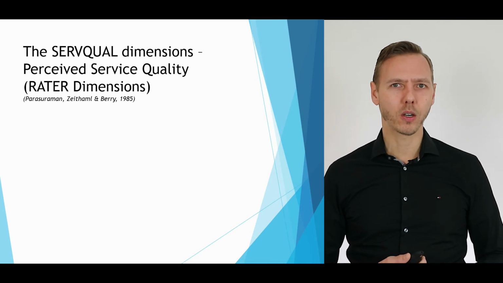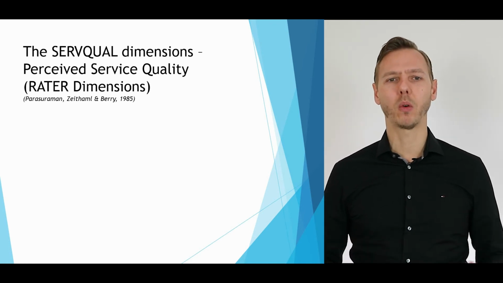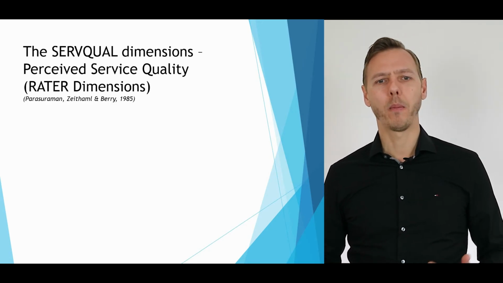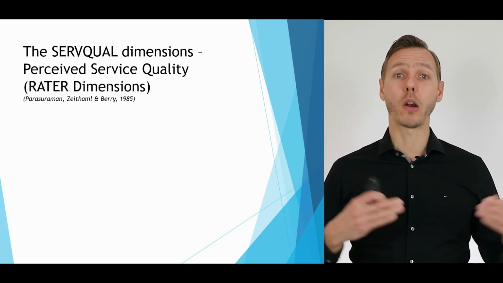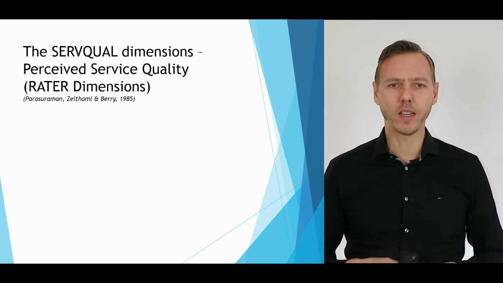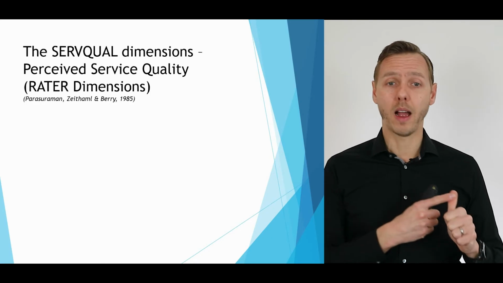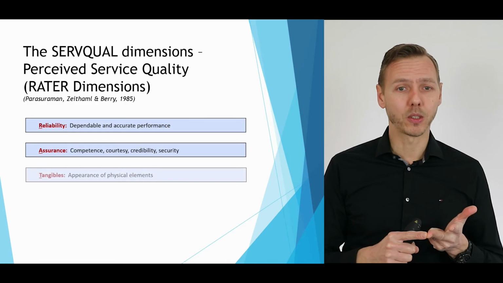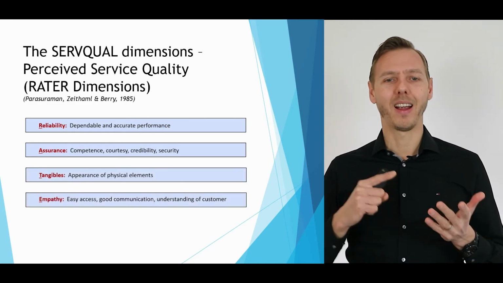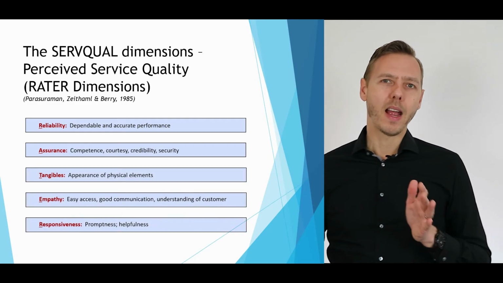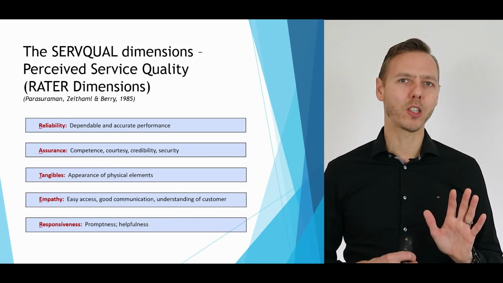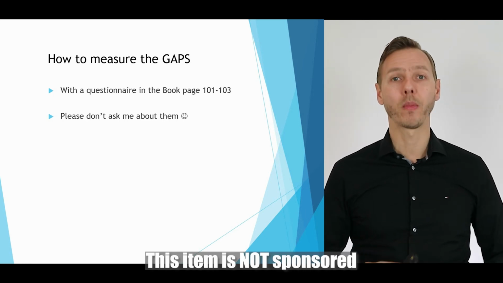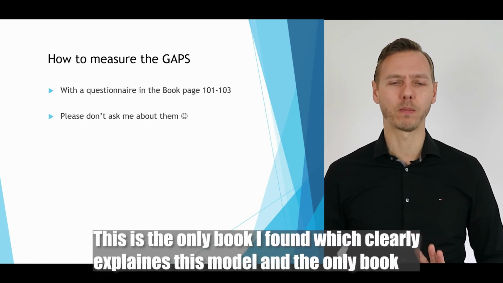So the service quality is being measured with certain dimensions. What's pretty easy to use are the RATER dimensions. The RATER dimensions are about reliability, assurance, tangibles, empathy, and responsiveness. And you find these dimensions basically in a scale, and the scale has 22 items over these 5 dimensions.